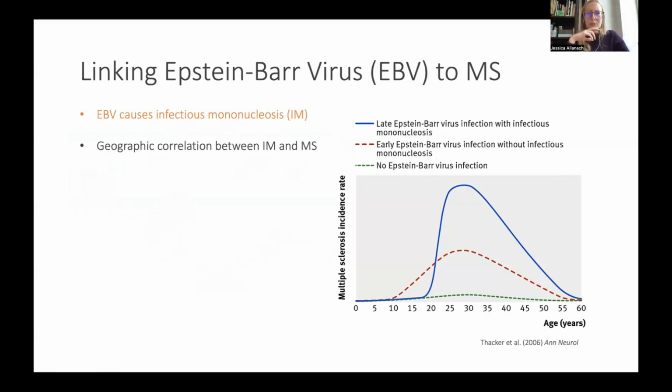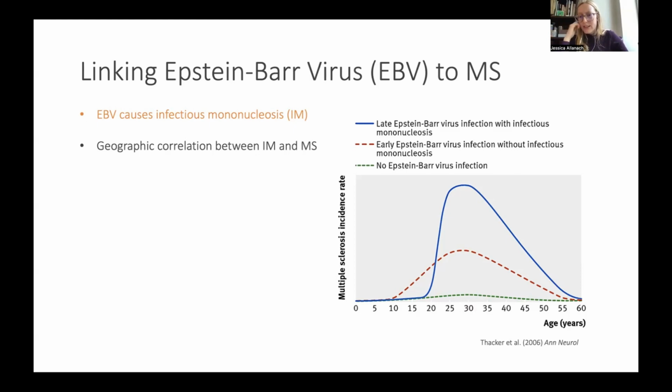Many people know Epstein-Barr virus as a cause of infectious mononucleosis. Usually when you're a young adult, you get a sore throat for a while, you're very tired, but mostly it goes pretty unrecognized, it isn't highly reported. However, there's a really strong geographic correlation between cases of mono and cases of MS.